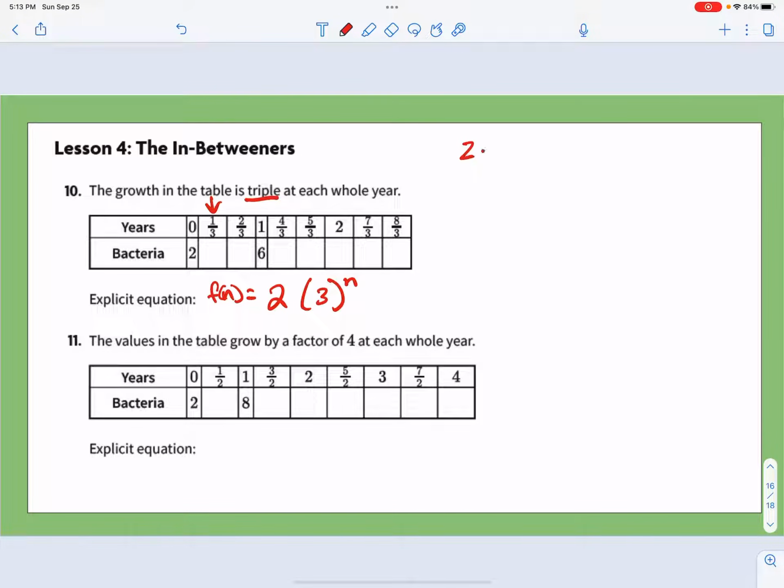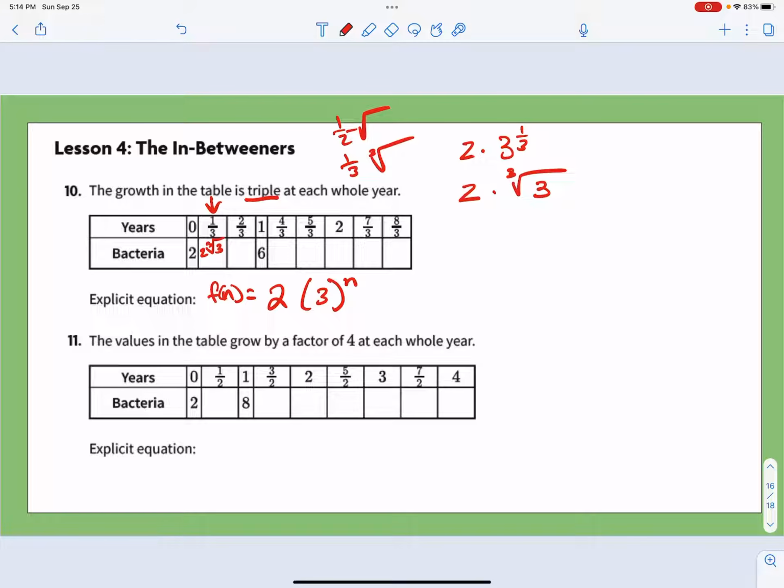We have 2 times 3 to the 1/3 power. So you end up with 2 times the cubed root of 3. Okay? The cubed root of 3 because it's 1 over 3, not 1 over 2. Remember, 1 over 2 is just a square root. When it's 1 over 3, it's a cubed root. All right? So the value here is going to be 2 and the cubed root of 3.